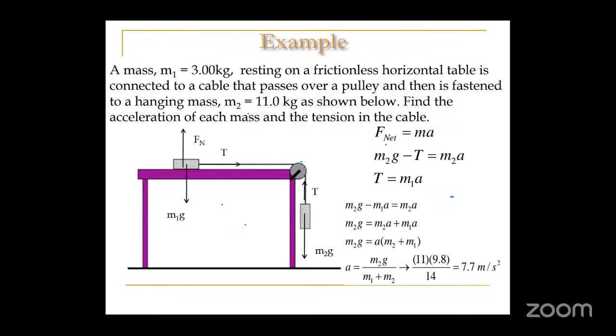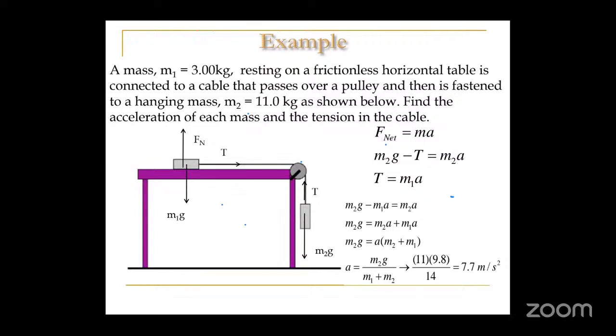So let's look at this example as well. A mass M1 is 3 kg resting on a frictionless horizontal table. It's connected to a cable that passes over a pulley and then is fastened to a hanging mass, M2 equals 11 kg, as shown below. Find the acceleration of each mass and the tension in the cable.